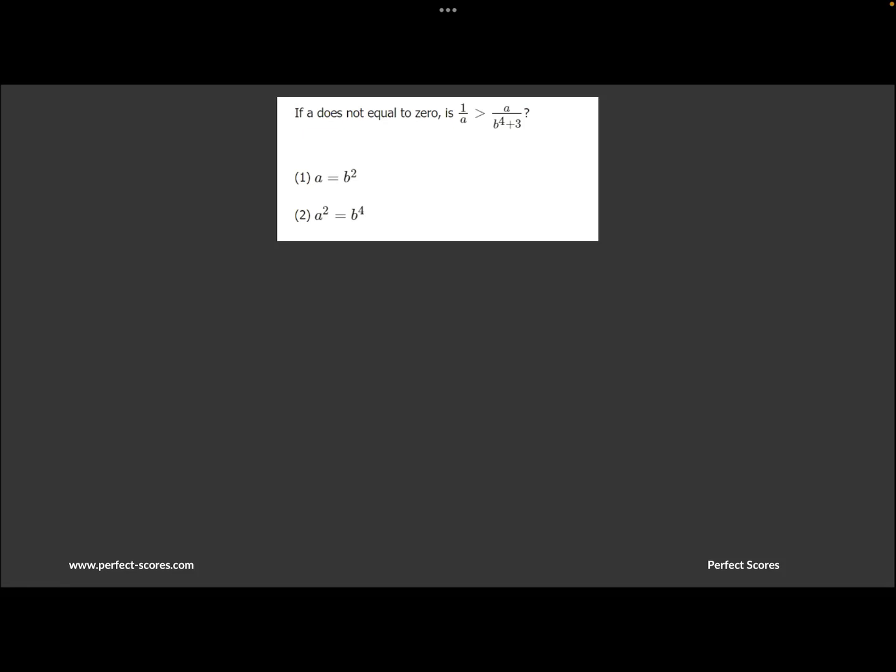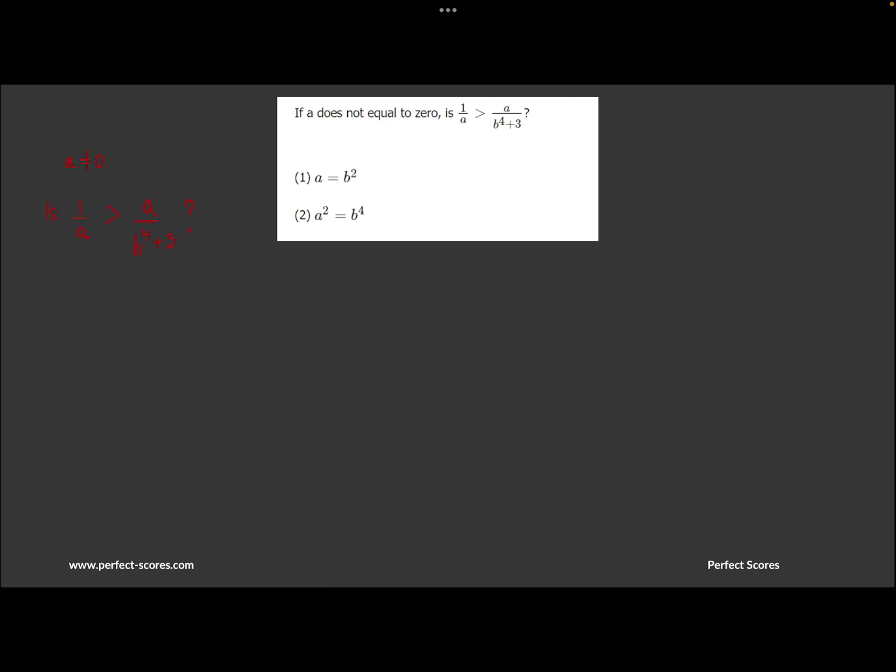So this question is a data sufficiency question. We have the information here that if a does not equal 0, so I'm just going to write it down here that a is not equal to 0, is 1 over a greater than a over b to the power 4 plus 3? Now there are two things that you have to be careful about here.